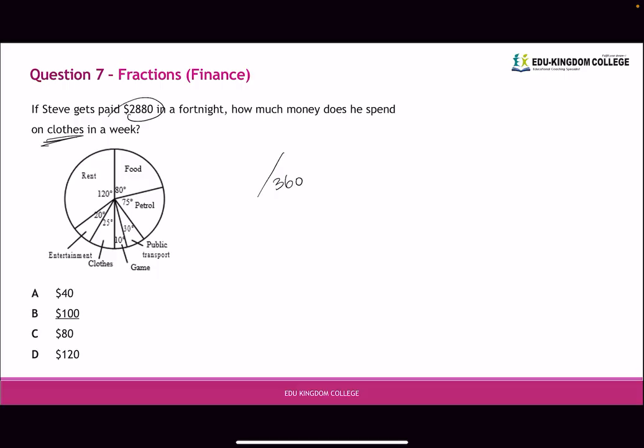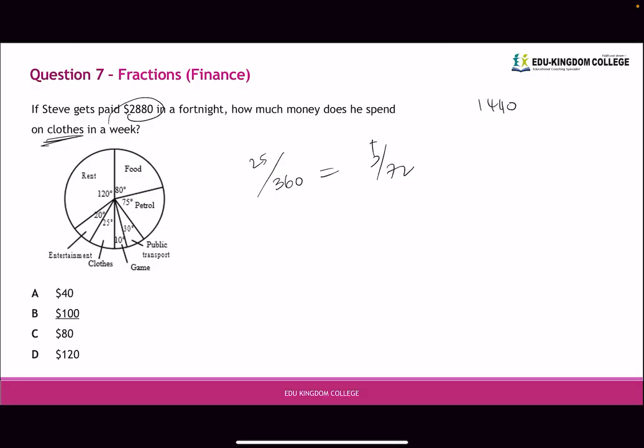So he gets 2880 in a fortnight. We want to know how much he gets in a week though. So in a week, he makes half of this. So he makes 1440 in a week. And out of the circle, 25 degrees is on clothes. So 25 out of 360 is on clothes. If you divide top and bottom by 5, you get 5 over 72 as your simplified fraction.